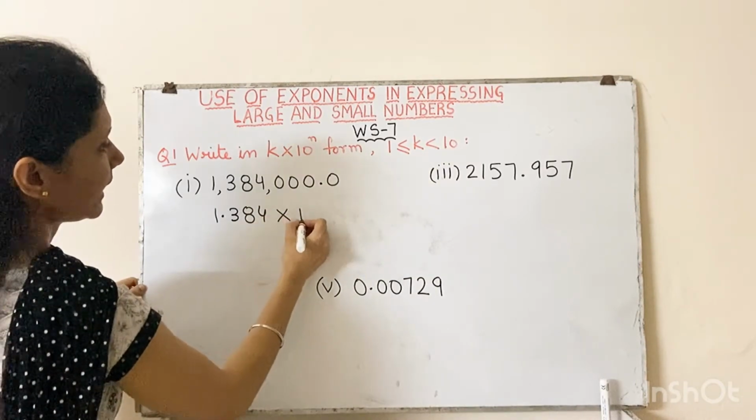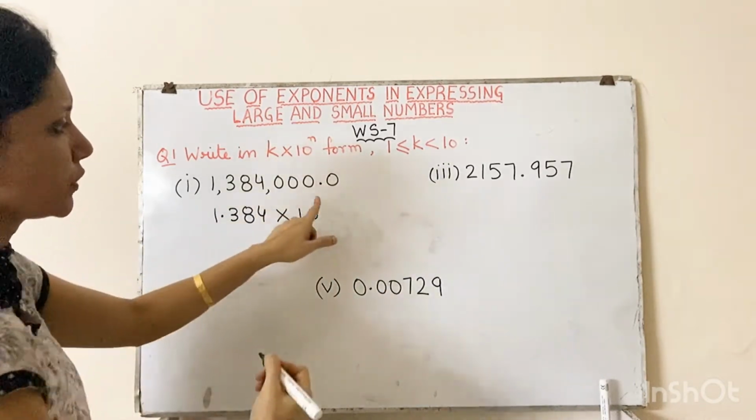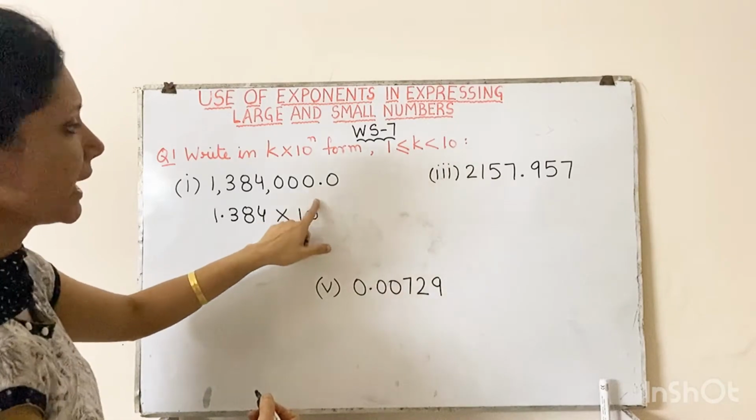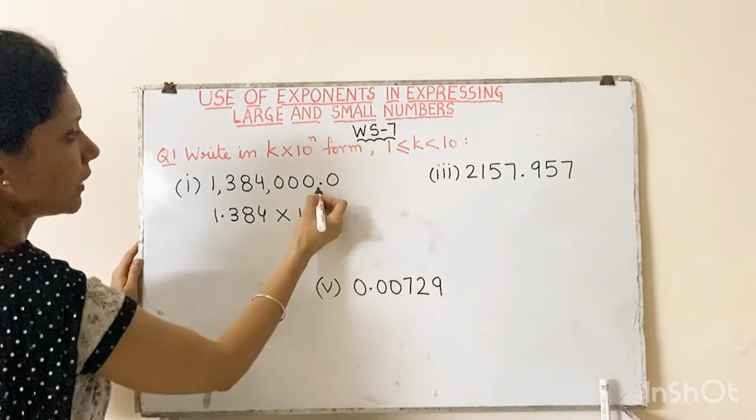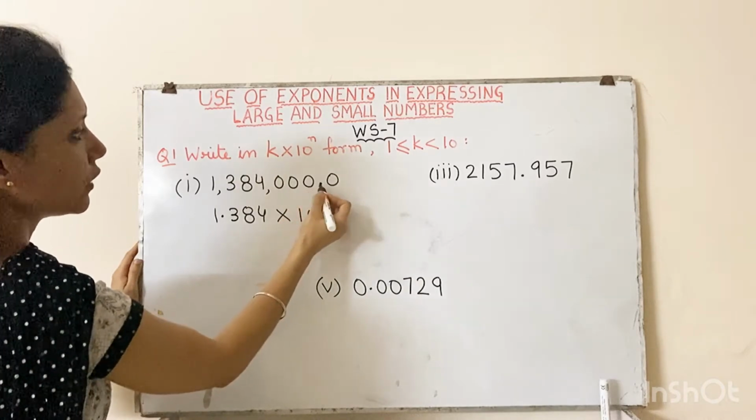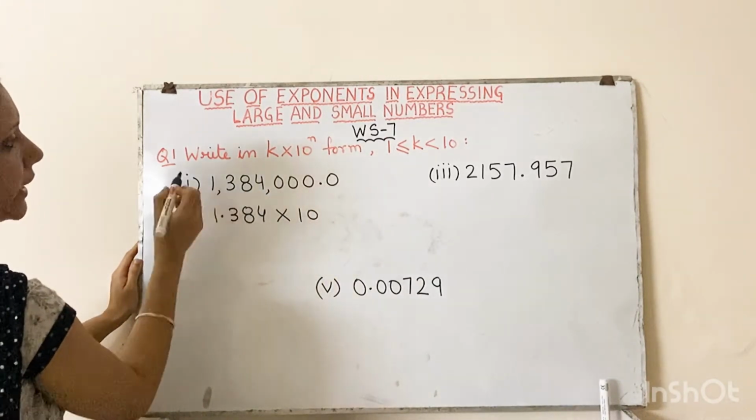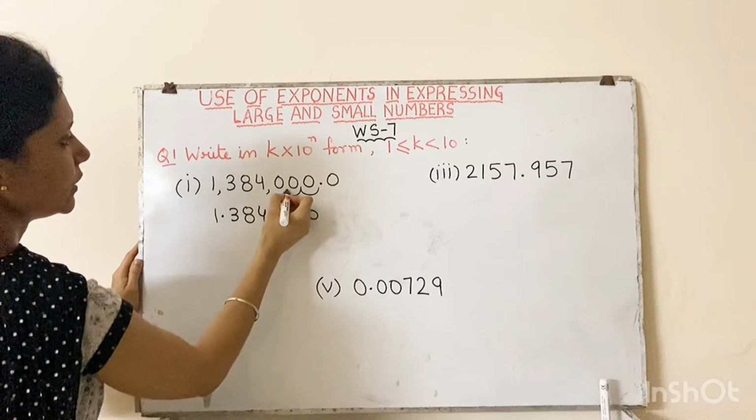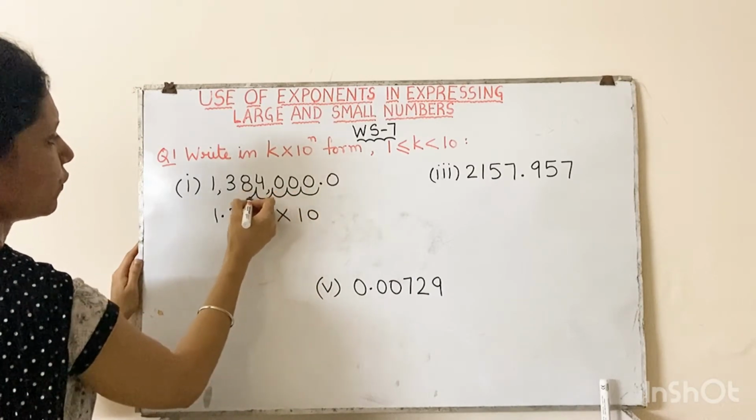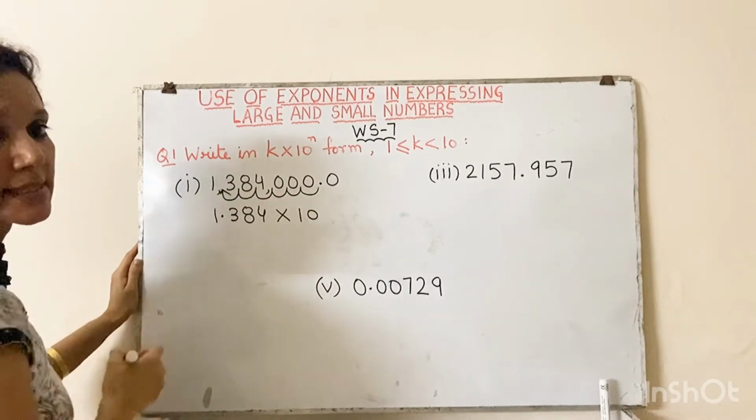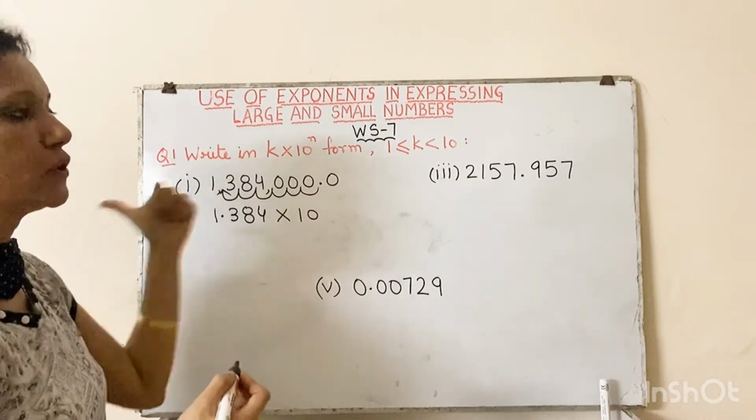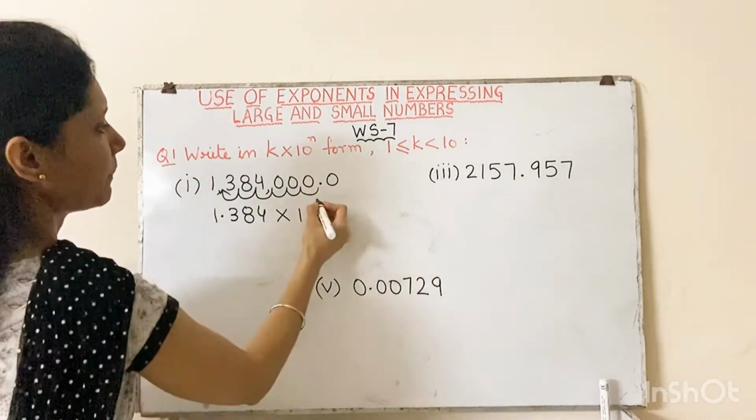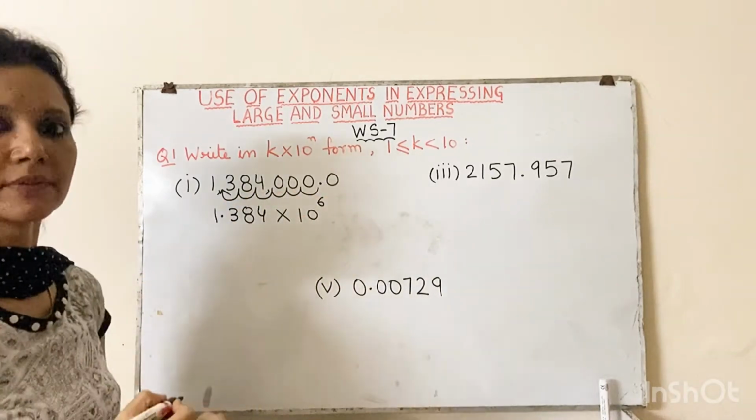Multiply by 10 raised to the power. Now we have to put a power here. Now we'll check, power is equal to the number of jumps that you are taking. So how many jumps have you taken in order to reach from here to here? See, 1, 2, 3, 4, 5 and 6. You are taking 6 jumps towards the left. So whenever you are jumping towards the left, the power is positive.